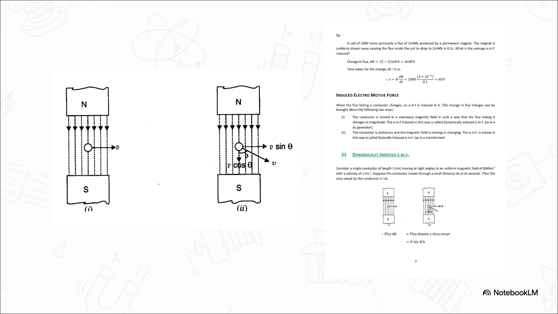Compare a conductor moving perfectly straight through a field at a right angle versus one moving at a slanted angle, theta. It shows us exactly why the dynamic formula E equals B L V has to adapt to E equals B L V sine theta. It accounts for velocity direction. You only get maximum generation when you're cutting straight across those magnetic lines.